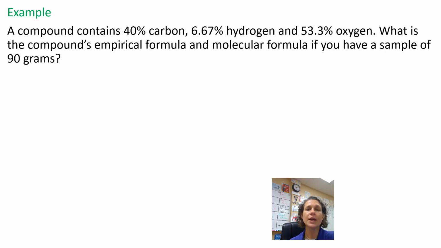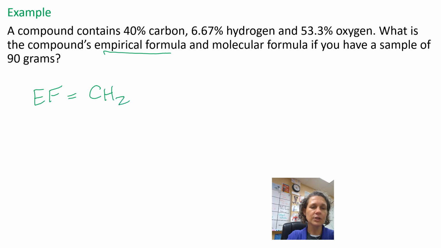Okay, so here we go. This should look familiar to you. It's the same example that we just used. A compound contains 40% carbon, 6.67% hydrogen, and 53.3% oxygen. What is the compound's empirical formula and the molecular formula? So if you refer back to the example problem that we did just a few slides ago, we have already calculated that the empirical formula is CH2O.